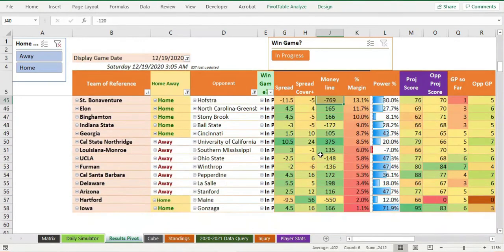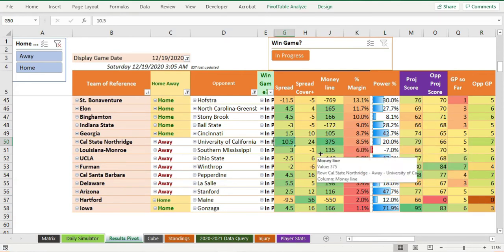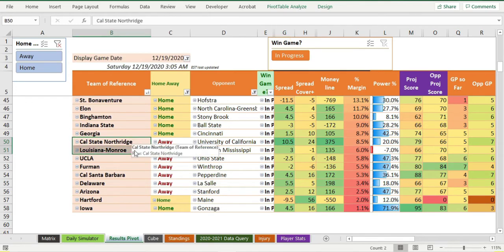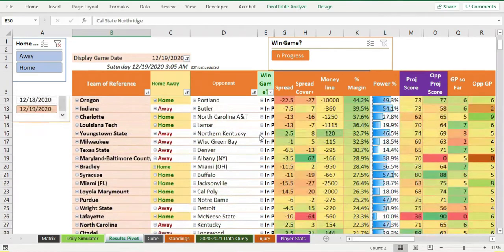We're getting down in the weeds. And there's some home teams here with underdog lines that look interesting that we have favored slightly. Georgia, Binghamton, Elon, Indiana State, but Indiana State at home, but it's not underdog. Cal State Northridge, come on, no way. We think Cal State Northridge is going to beat University of California, and you get 10 points with them? Yeah, I don't know about trusting the algorithm with some of that stuff. So that's what it looks like so far.